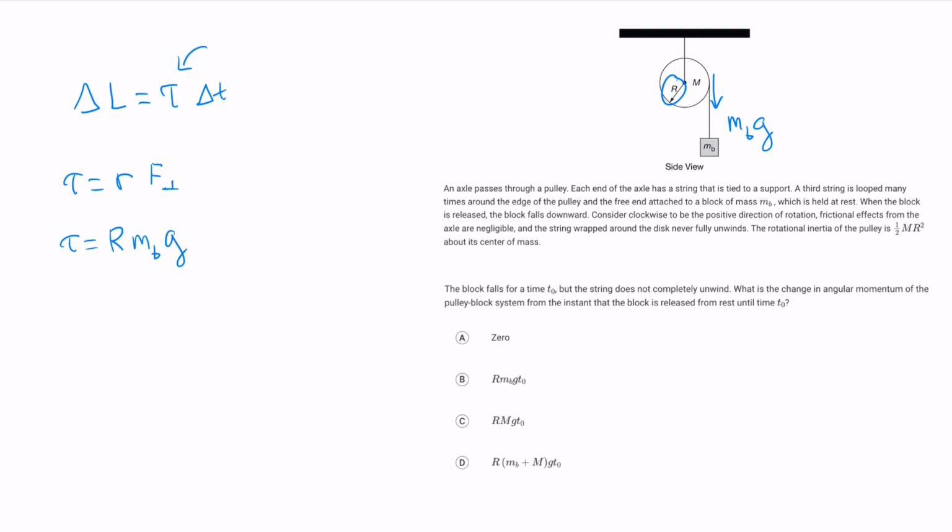So if I take that and plug it into my impulse torque relation, then I know that my change in angular momentum is equal to R m sub b times the acceleration due to gravity times delta T, which in our case is just T sub naught. Looks like we have an answer choice that looks just like that. Very nice. Let's move on.